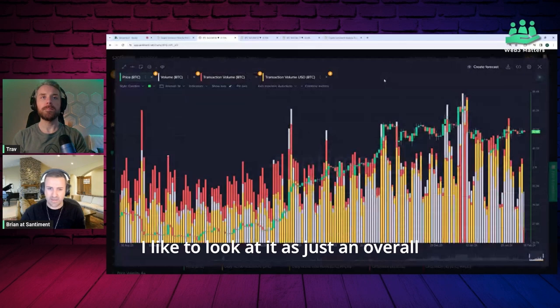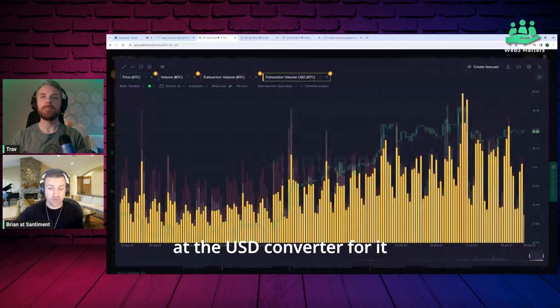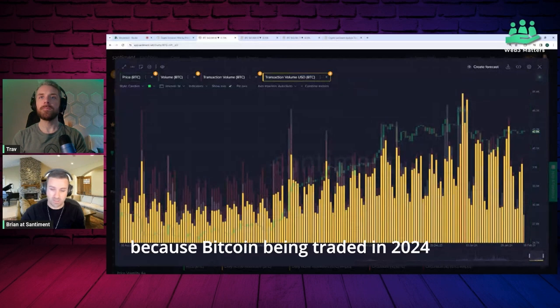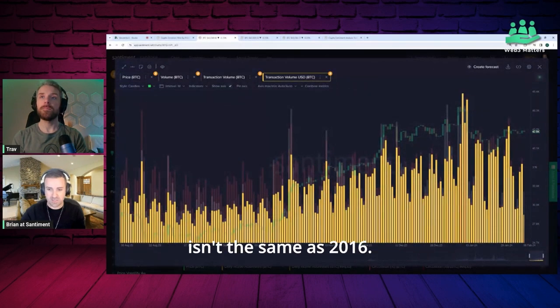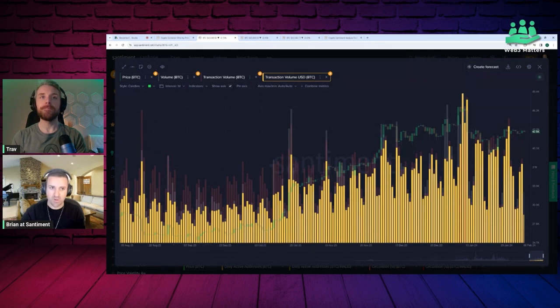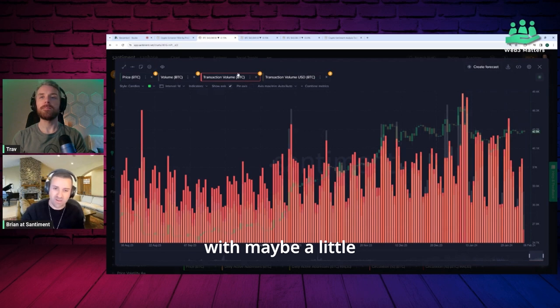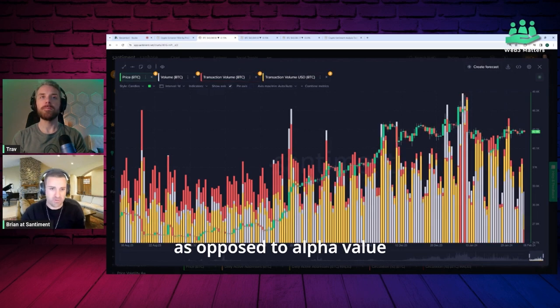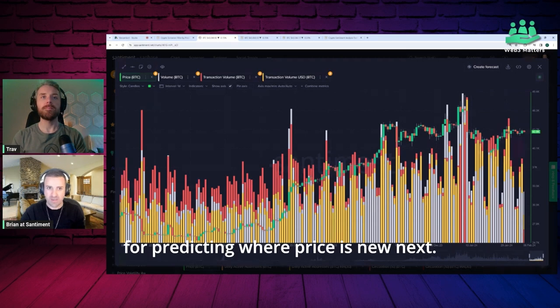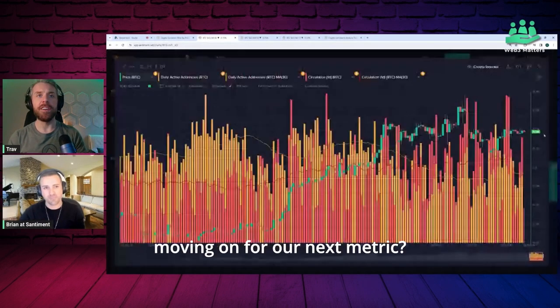I like to look at it as just an overall indication of health and utility. And looking at the USD converter for it can often be a little more useful, because Bitcoin being traded in 2024 isn't the same as 2016. The amount of coins might be similar, but the amount of dollars being transacted could be massively different over time. So I mostly just look at it as a supplement to trading volume with maybe a little more research value as opposed to alpha value for predicting where prices move next. Excellent. No, I really appreciate this metric here. So what are you thinking of moving on for our next metric?